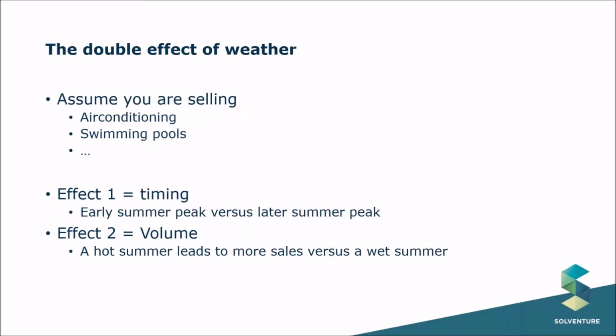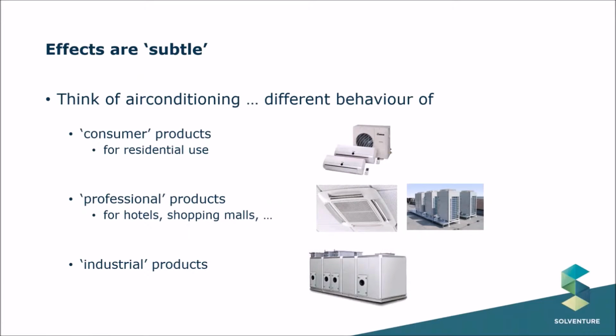These examples sound very simple. Reality is always a bit more complex than it seems. Just to give you an example, let's recap our air conditioning example. Most probably there will be a different behavior if I look at consumer products, so many of us might have this type of thing in-house, professional products, which you might recognize from hotels or shopping malls, or industrial products. So if I make air conditioning, I might also make coolers for plastics or coolers for wine or whatever.